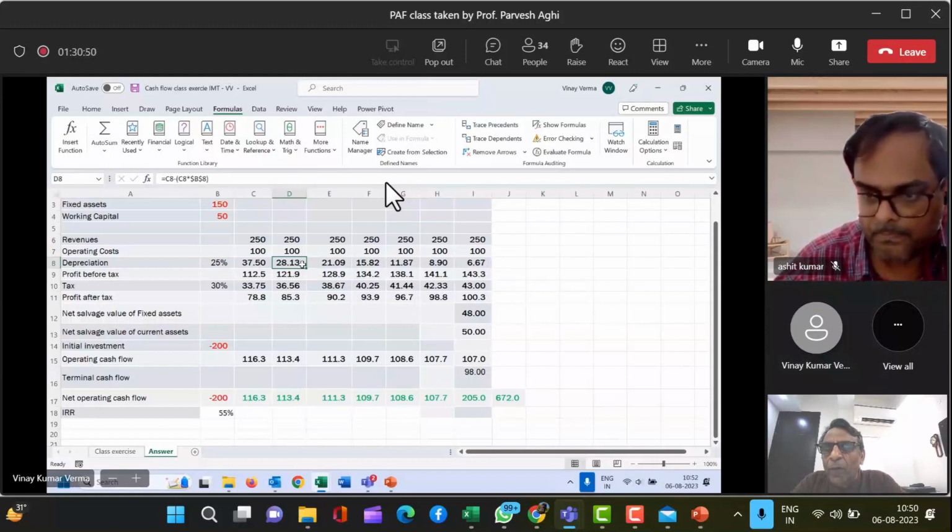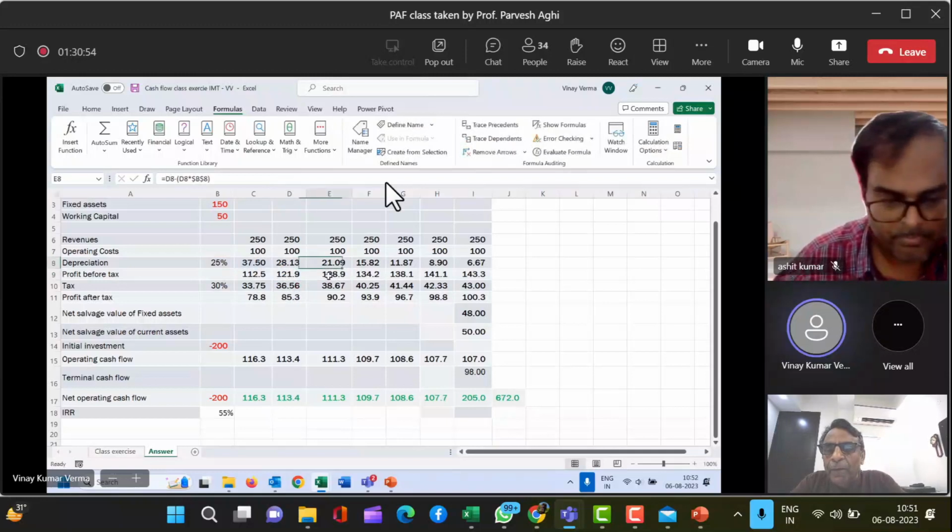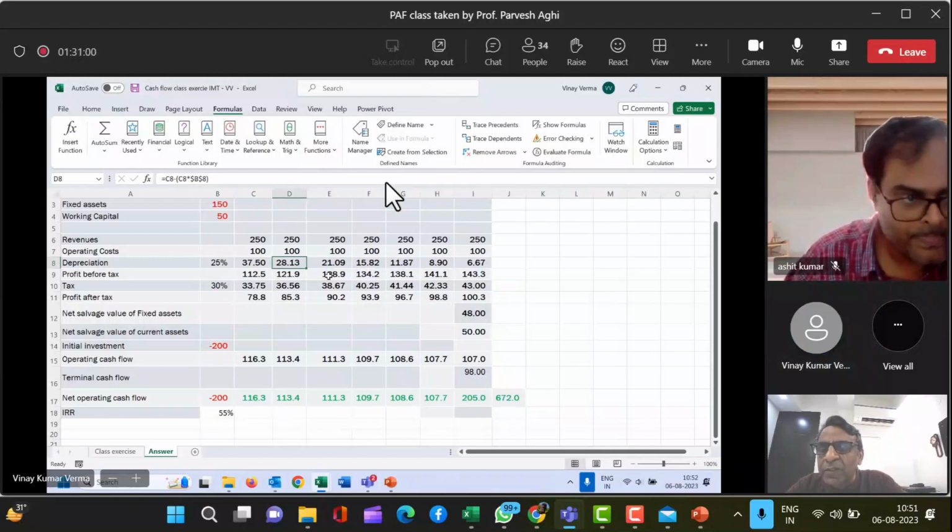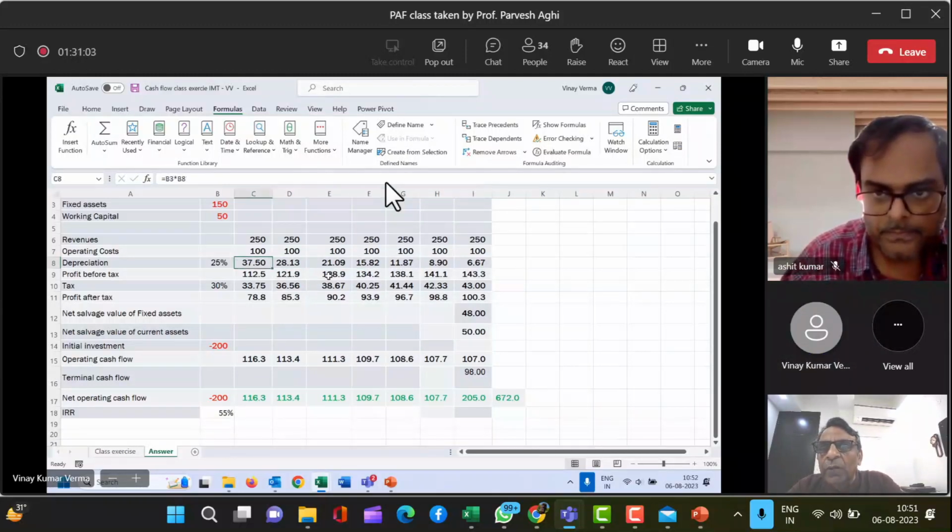Okay. Acha. So you are getting the same. So what you have done is that let's see. I mean, go to the formulas. ऊपर formulas में यहाँ पर जाओ.